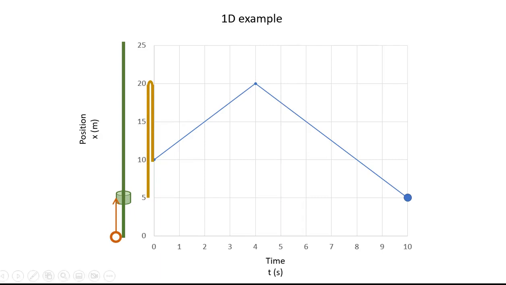On the first 4 seconds, though, we're going away from the origin. We have a positive velocity. And in the last 6 seconds, we're heading toward the origin. We have a negative velocity.